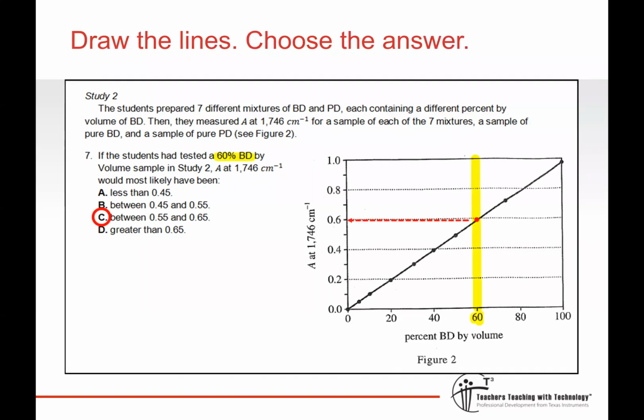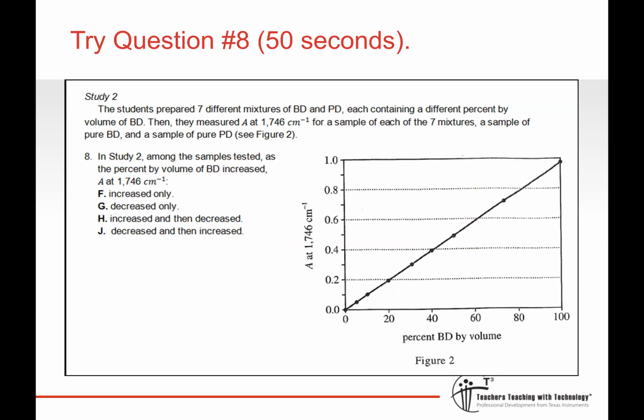Okay. So again, 60%. That corresponds to a 0.6, and there's only one choice that has a 0.6 in the interval. It's letter C. Okay, let's go on to another one from this. Again, 30 seconds.